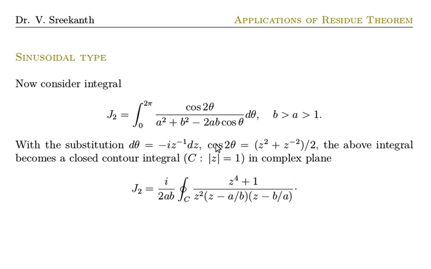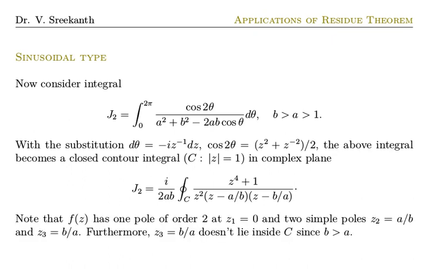So if you substitute this and work out a little bit here and there, this J2 becomes an integral in the complex plane, with i by 2ab, closed integral over C of z to the 4 plus 1 over z square into z minus a by b into z minus b by a. Clear? So there are three singularities, three poles for this integrand. One is of order 2 at z1 equal to 0, and two simple poles at z2 equal to a by b and z3 equal to b by a.